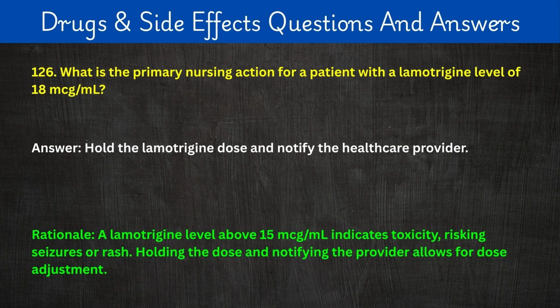126. What is the primary nursing action for a patient with a lamotrigine level of 18 micrograms per milliliter? Answer: hold the lamotrigine dose and notify the healthcare provider. Rationale: a lamotrigine level above 15 micrograms per milliliter indicates toxicity, risking seizures or rash. Holding the dose and notifying the provider allows for dose adjustment.